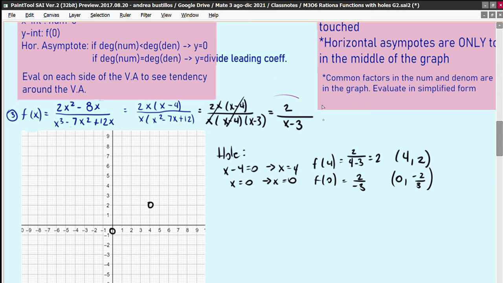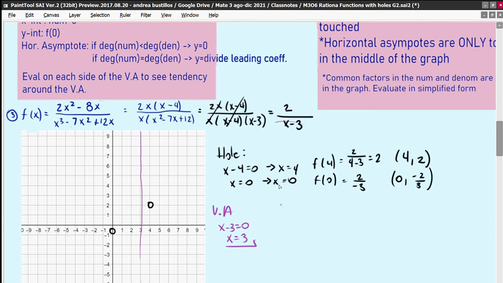From the simplified function, we can find the vertical asymptotes. Because the only factor we have here is x minus 3, I equate it to 0, solve for x, and I know that that, in this case, is going to be my vertical asymptote. So at x equals 3, I have a vertical asymptote.